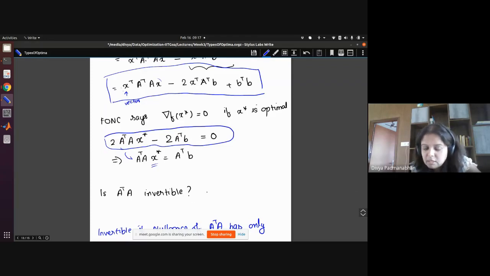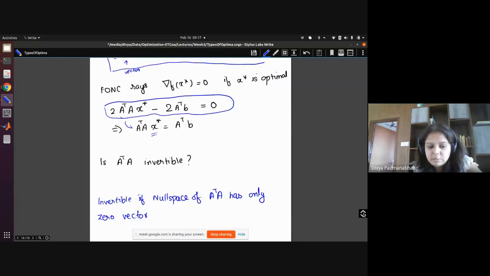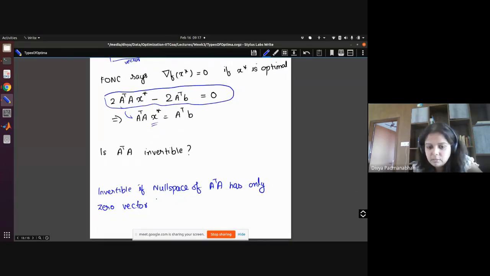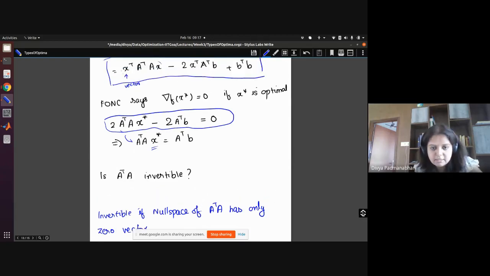So when is a matrix invertible? From your linear algebra, you should know that a matrix is invertible if its null space has only the zero vector. If it is full rank, that's kind of saying the same thing; another way to say it is that the null space has only the zero vector. This comes as a consequence of the rank-nullity theorem. So what about the null space of A transpose A? Does it have anything other than the zero vector? That's the check we will do.